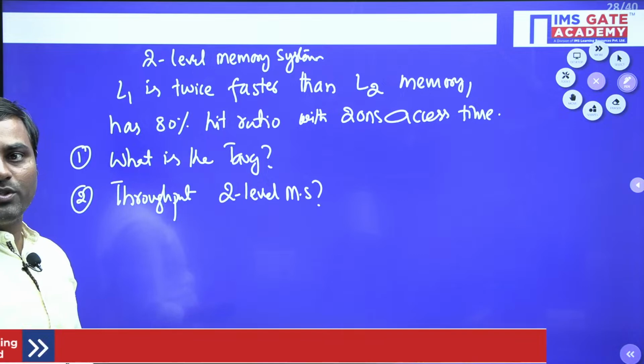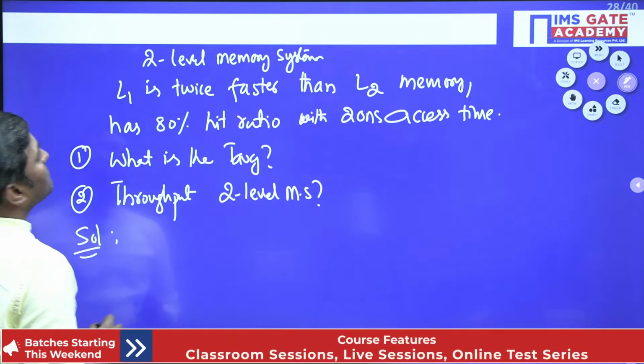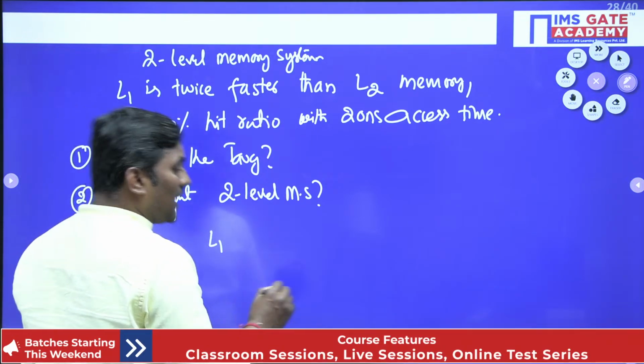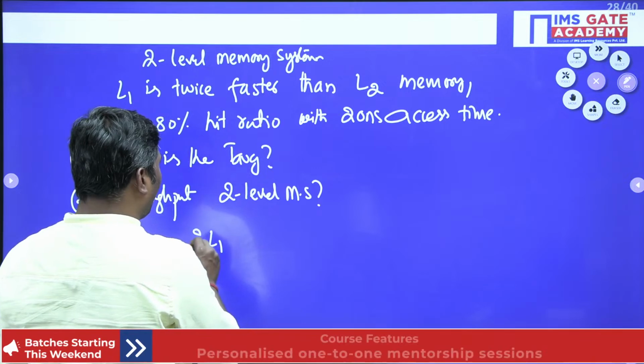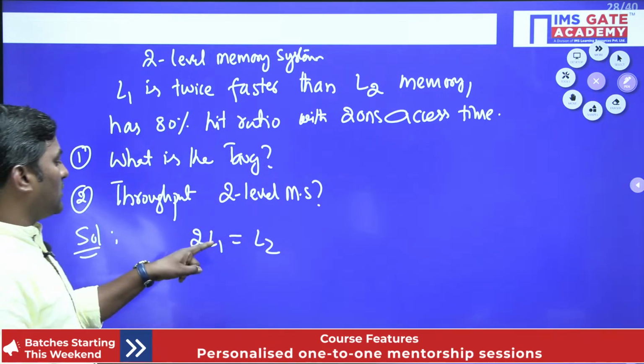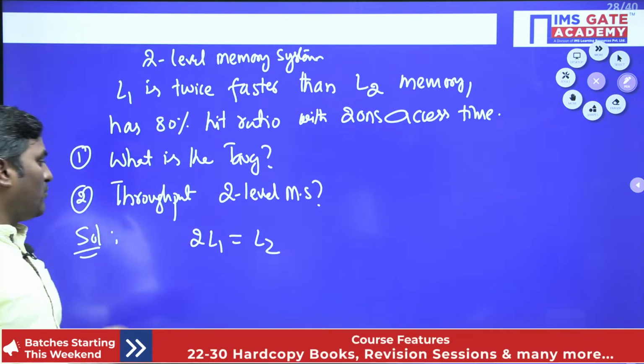How to solve this question, all of you observe? Two levels are given. L1 is 2 times faster than L2. Can I write it like this: the access time of L1 is equal to half of L2? Yes or no? 2 times faster.